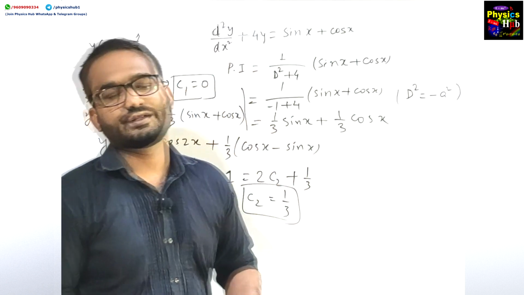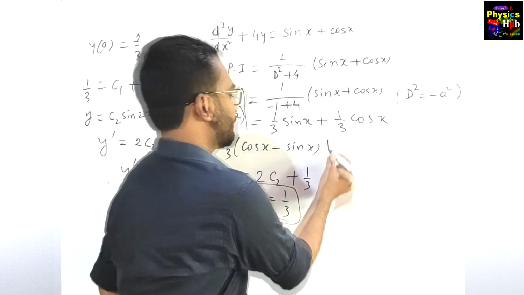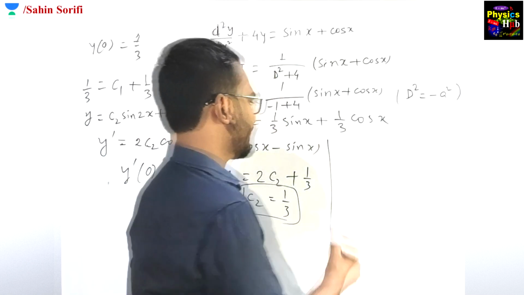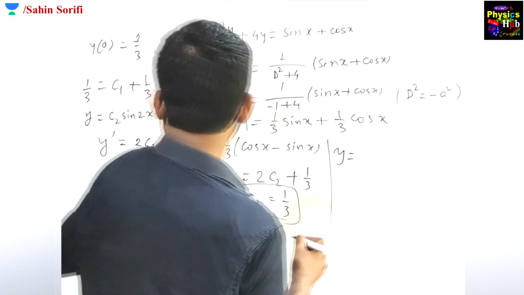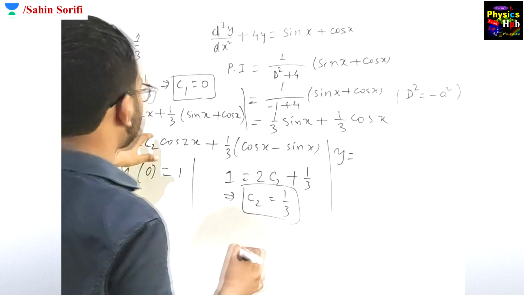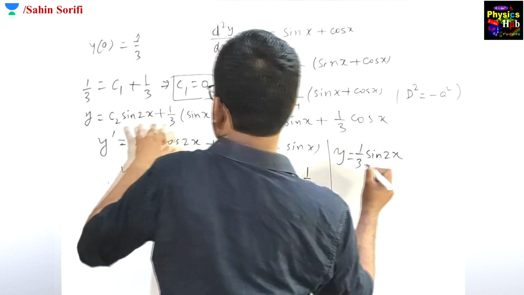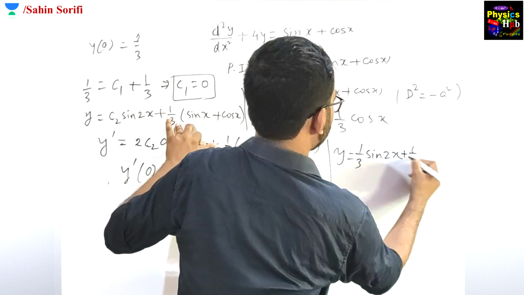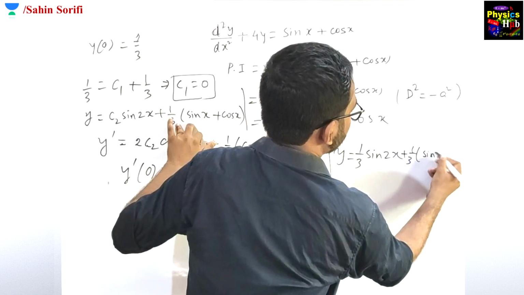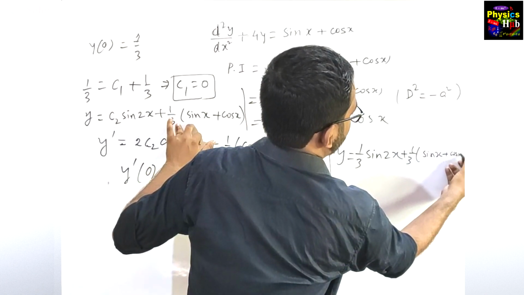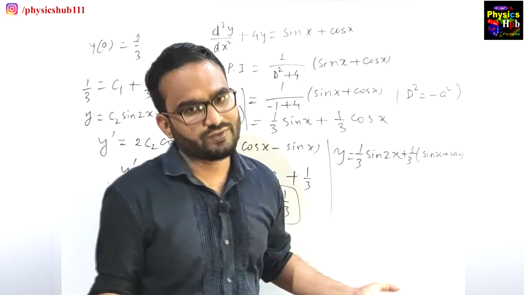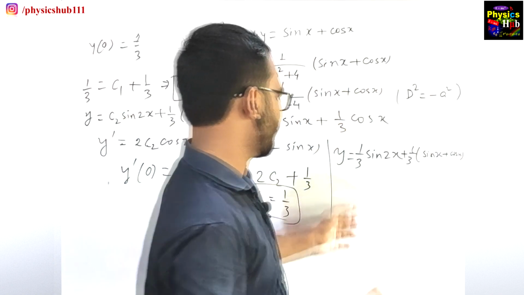So we evaluated the value of the two unknown constants. So our final solution becomes y equals C2 sin 2x, so 1/3 sin 2x plus 1/3 sin x plus cos x. Now what else? We have to find out the value of y at x equals pi by 2.